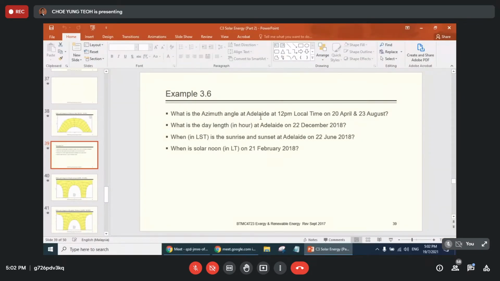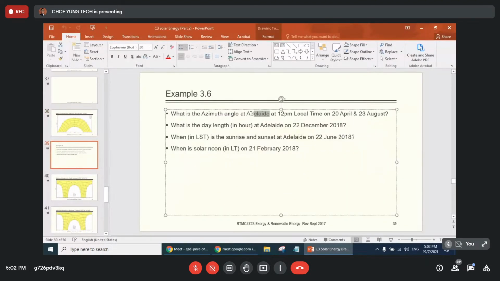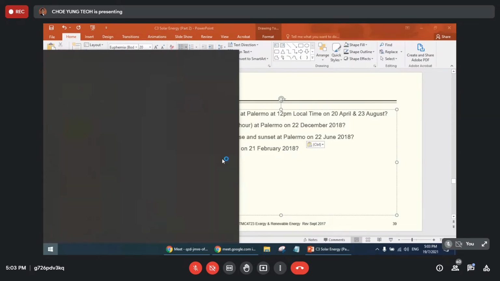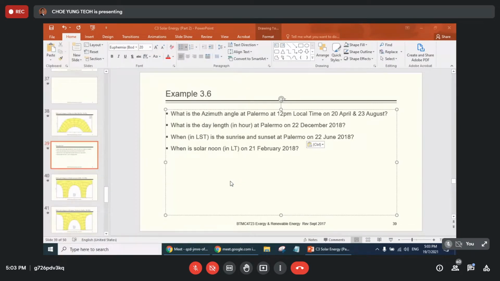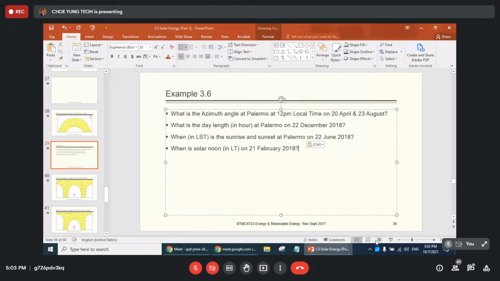Assume that this example 3.6 is actually for Palomar. Okay, we can try on this. The date doesn't matter, we're just looking at the question. I mean that the year 2018 or 2021 doesn't matter, it won't affect the result.